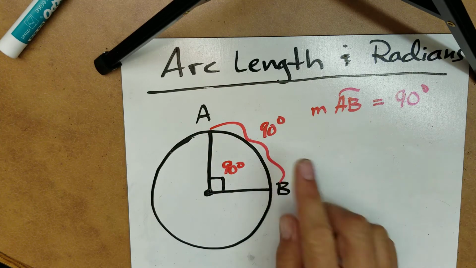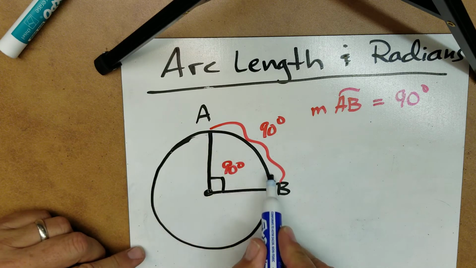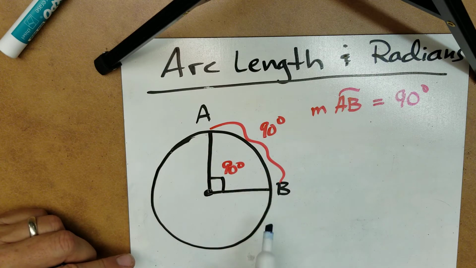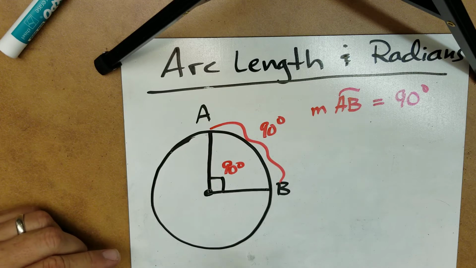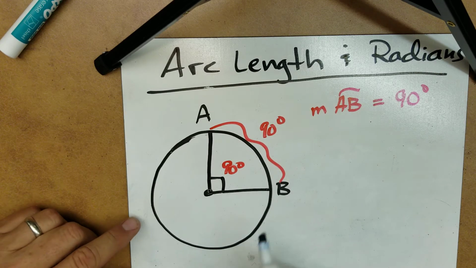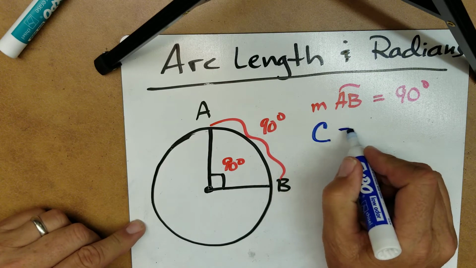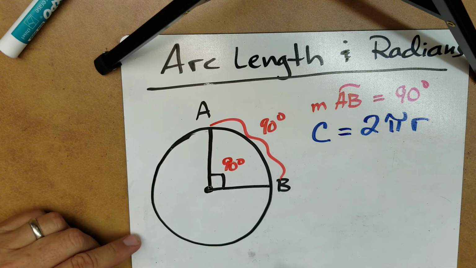That's fine, 90 out of the 360, but I want arc length, like literally how many inches or centimeters or meters or whatever this is. How long is it if we stretched it out and just measured it? Well, it turns out it's actually really quite simple to figure that out. And to figure it out, I'm going to remind you of the circumference formula. The circumference is 2 times pi times r.